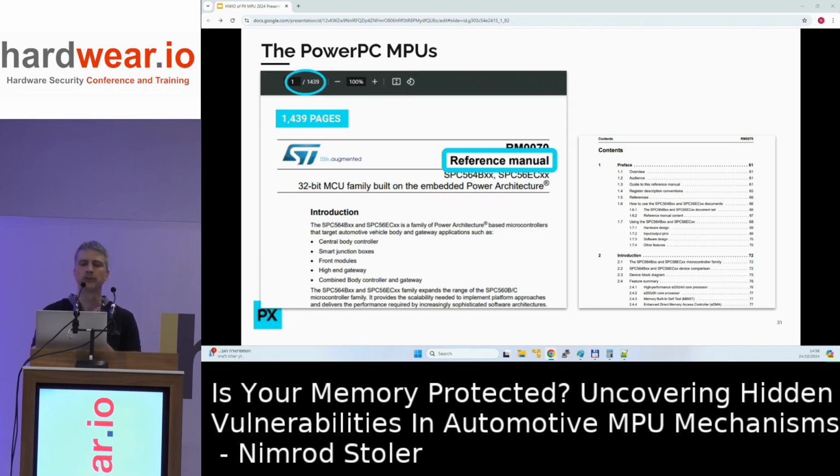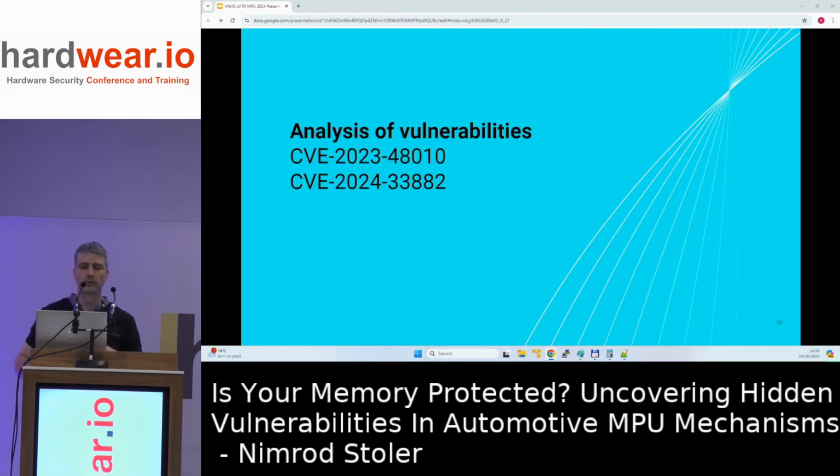manuals and datasheets to configure the PowerPC MPUs, a skilled attacker would still be able to disable the PowerPC SMPU and gain a foothold over the microcontroller. The explanation to this lies with the vulnerabilities we discovered and are about to share with you today.